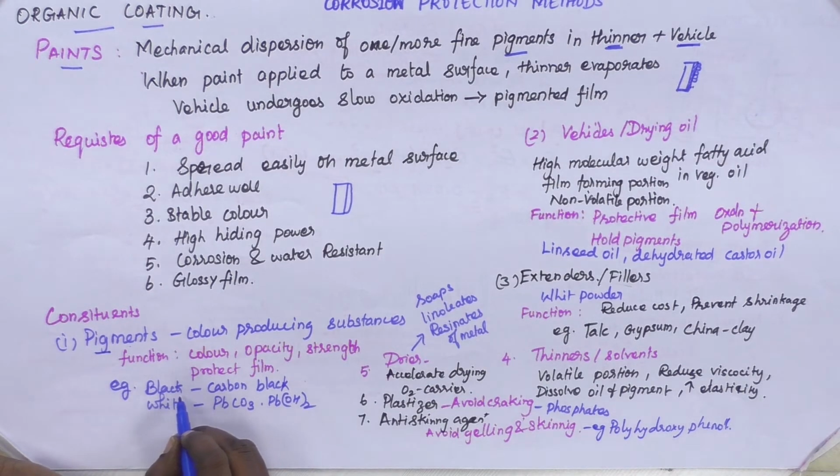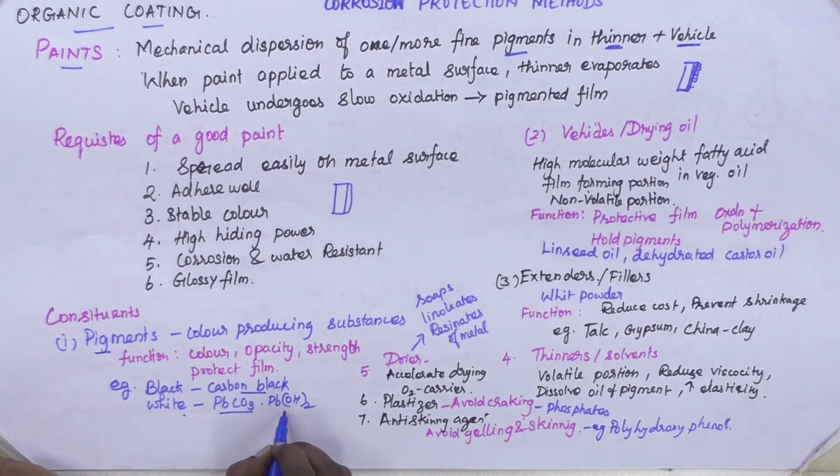If you need a black color, we mix in a black pigment, which is nothing but carbon black. If you want to produce a white paint, you need a white pigment. An example of a white pigment is lead carbonate in addition with lead hydroxide. In addition to that, there are many other examples of pigments.